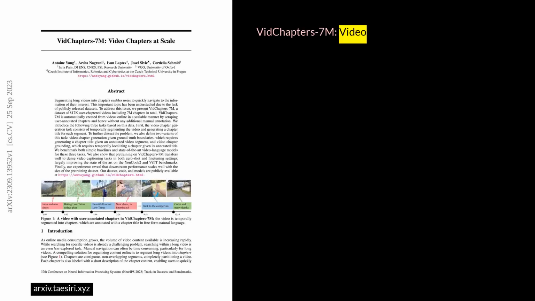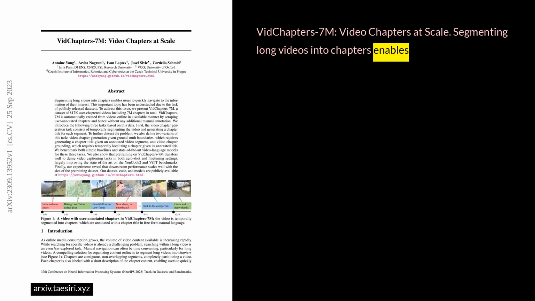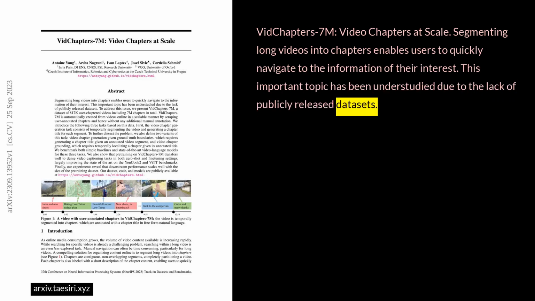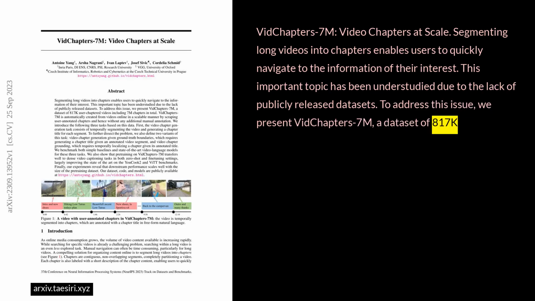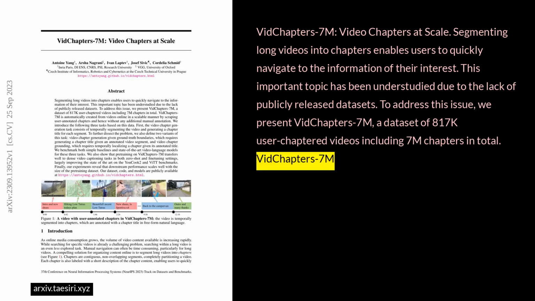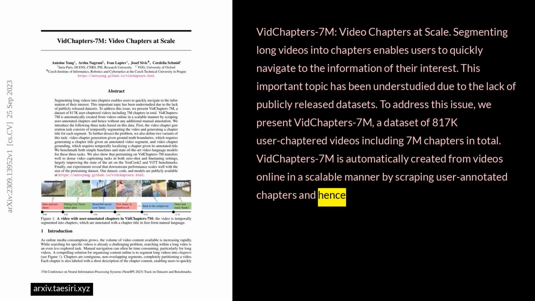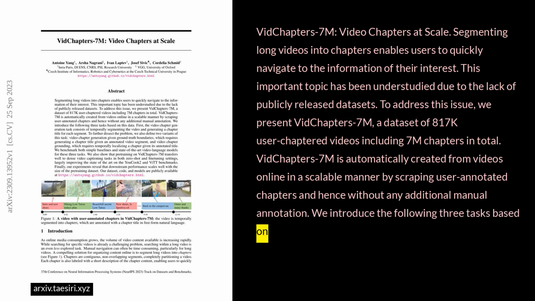VidChapters-7M: Video chapters at scale. Segmenting long videos into chapters enables users to quickly navigate to the information of their interest. This important topic has been understudied due to the lack of publicly released datasets. To address this issue, we present VidChapters-7M, a dataset of 817K user-chaptered videos, including 7M chapters in total. VidChapters-7M is automatically created from videos online in a scalable manner by scraping user-annotated chapters and hence without any additional manual annotation. We introduce the following 3 tasks based on this data.